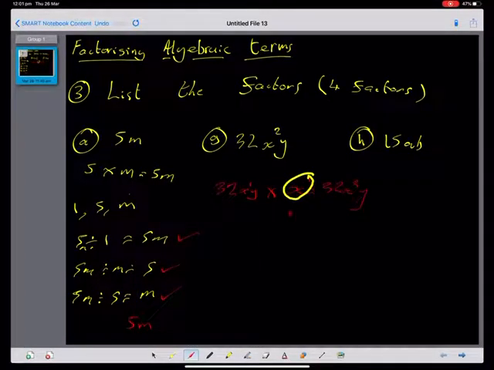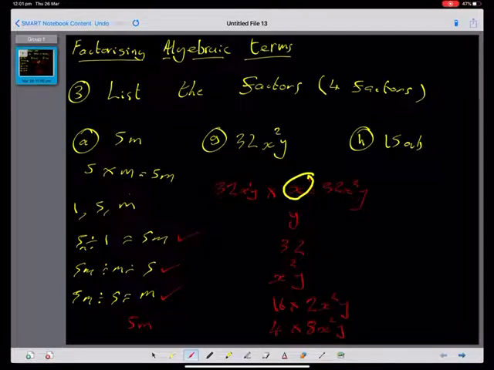We can say that y is a factor, 32 is a factor, and x squared y is a factor. Okay, so there's more answers than just these. You could also say 16 is a factor because 2 times 16 is 32, x squared y. You could say 4 is a factor because 4 times 8 is 32, and then you get x squared y. You could say that 2 is a factor.